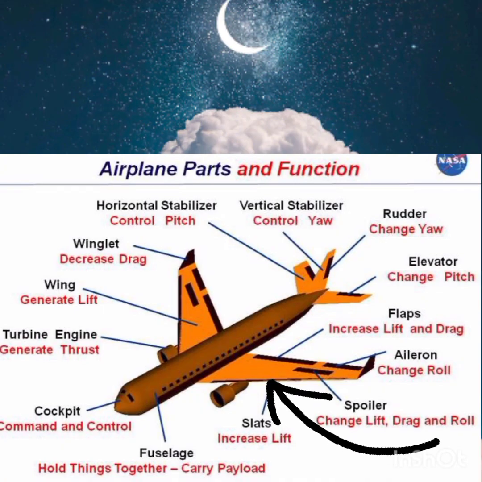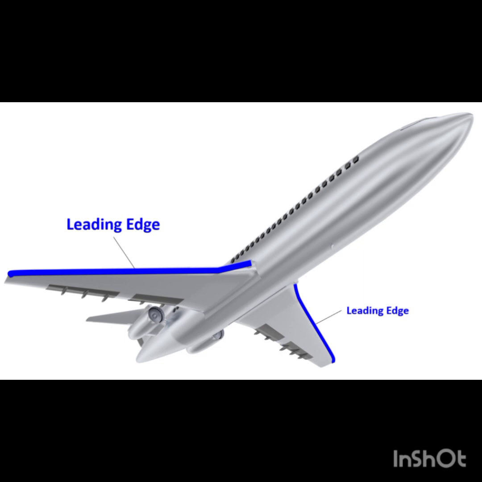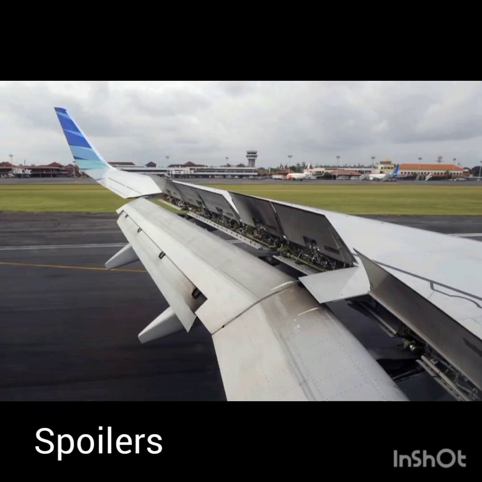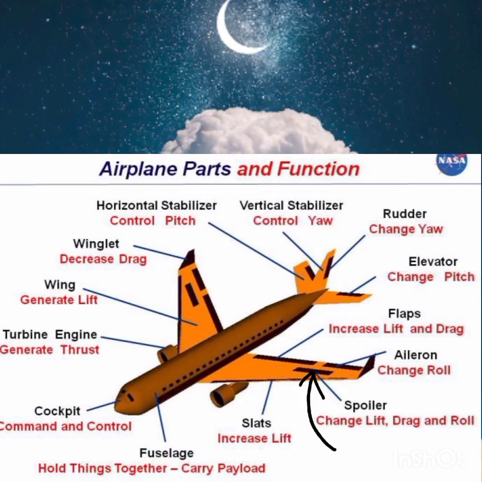Slats are the part on the leading edge of the wings. They increase the lift of the plane. Spoilers are small hinged plates on the wings of the plane. A spoiler is a device that reduces the lift in a controlled way. It also changes the drag and roll.